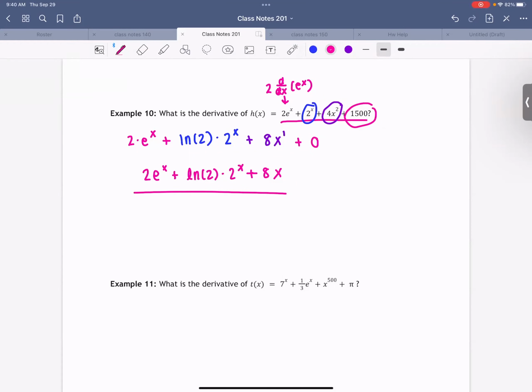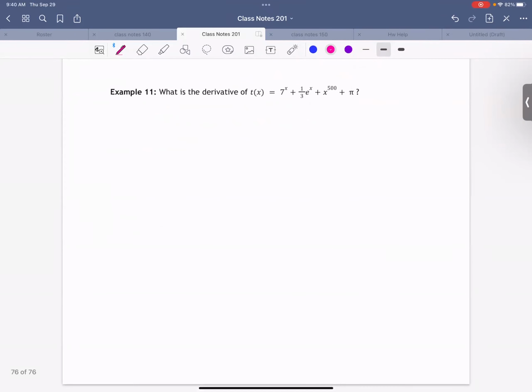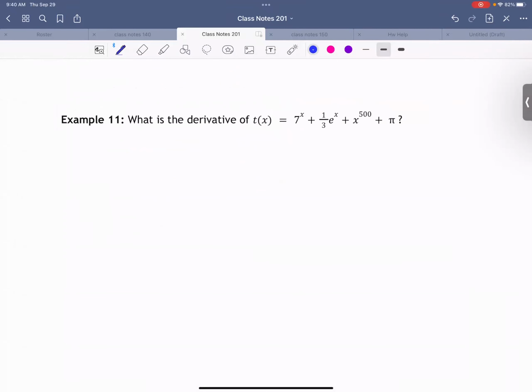Okay, we're kind of running out of time here, so let me just go through this one real quick. Okay, we just want to find the derivative of all the different parts, right? What's the derivative of 7 to the x power? Good, just using the formula, right? Okay. What's the derivative of 1/3 e to the x? Good, 1/3 e to the x, right? So the derivative of e to the x is just itself. What's the derivative of x to the 500? 500x to the 499th power. Good, using just the power rule.